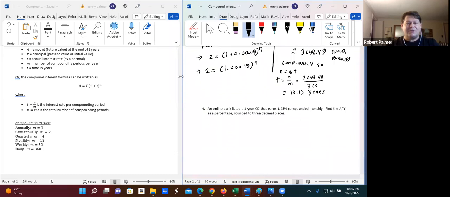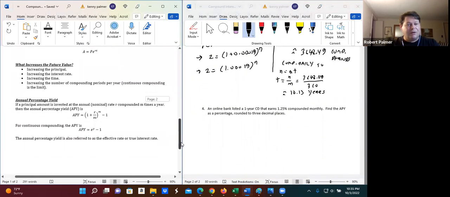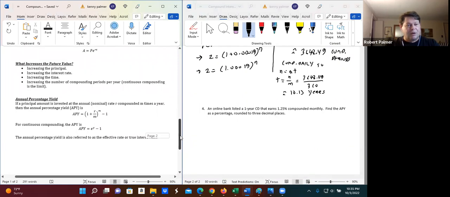Okay, last topic. Now we want to talk about what increases future value. I've listed this before, but to increase your future value in any of these compound or continuous interest formulas, of course, increase your principal, increase what you start with, and increase the interest rate. Of course, often that's out of your control. It often depends on what banks may offer.